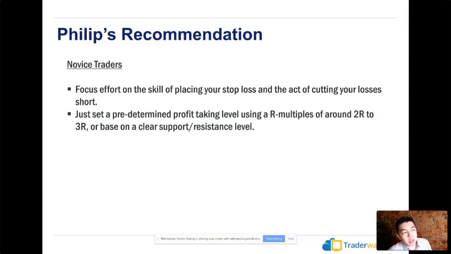And in order to reduce the cognitive load it has on your emotions, on your psychology, my suggestion is, as you are focusing on the skill of placing your stop loss and cutting the stop loss, just simply set a predetermined profit taking level, either using R multiples of around 2 risk reward ratio to 3R, okay? Or you can base it on a clear support resistance level. Okay, that's an easy way to get you started off by focusing on stop loss and let your profit taking be a secondary outcome. All right.